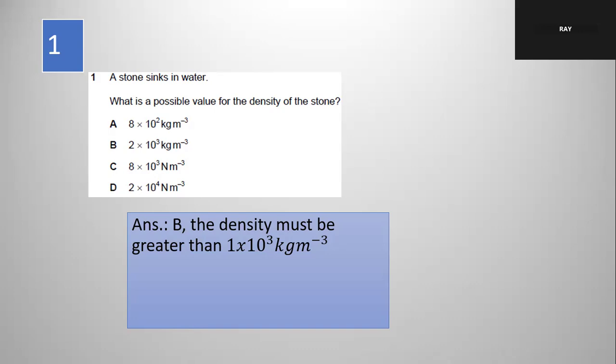Why can D not be the answer? D is too high. Mercury is only 1.3 times 10 to the power 4. Is mercury the densest element? Mercury is the densest, it's about 1.3 times 10 to the power 4, 1.4 times 10 to the power 4. So D is too high. It's either B or C only.